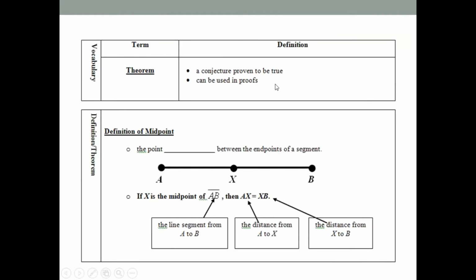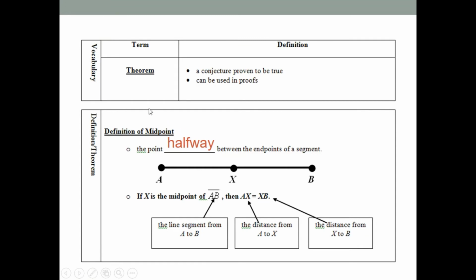We won't just use properties. Sometimes we'll use theorems or definitions to be the reason in the proof. A theorem is a conjecture that's been proven to be true already, and we can use definitions as well. So one definition that you will use is the definition of a midpoint. A midpoint is the point halfway between the endpoints of a segment.